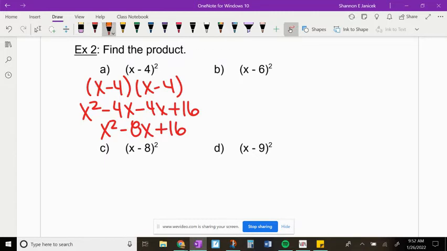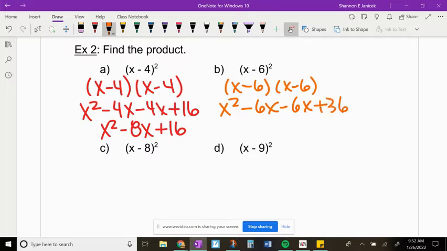And then I combine, I get x squared minus 8x plus 16. Then I'll do the next one. So I have (x minus 6) squared. So I know I'm going to have (x minus 6) and an (x minus 6). FOILing, so first times first. Outer times outer. Inner times inner. And last times last is a positive again. So when I combine, I get x squared minus 12x plus 36.